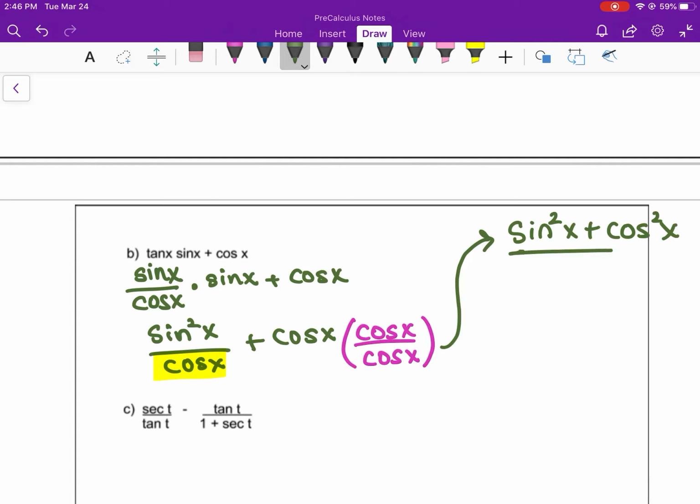Okay, now we have a common denominator of cosine x. We know sine squared plus cosine squared is 1. And 1 over cosine is secant.